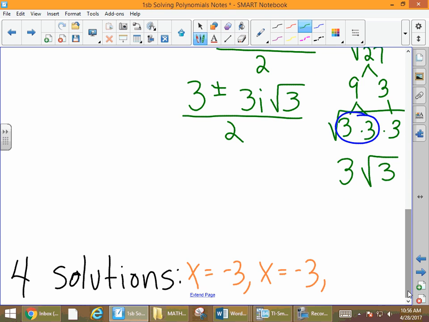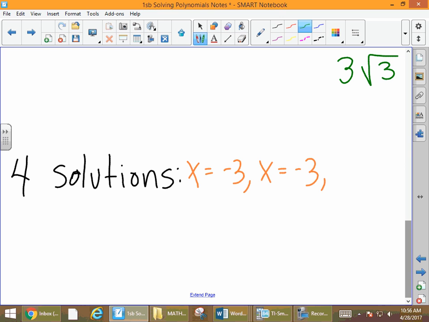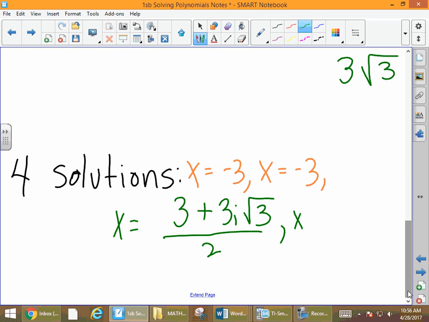But if we want to get technical, we said it was 4 roots. It's x equals 3 plus 3i radical 3 divided by 2, and it's x equals 3 minus 3i radical 3 over 2 for our 4 solutions. You may write the answer as 3 plus or minus 3i radical 3 over 2. But to some people, 4 solutions means show me all 4, which is what I like to do.